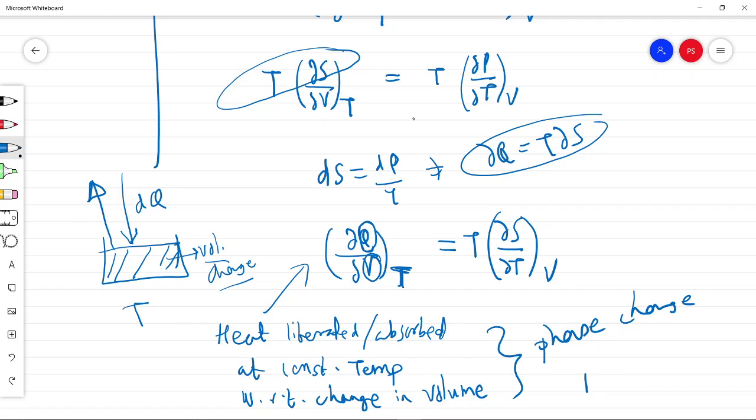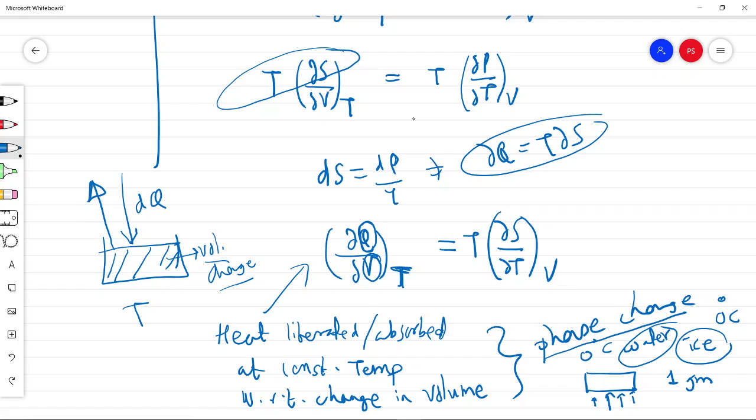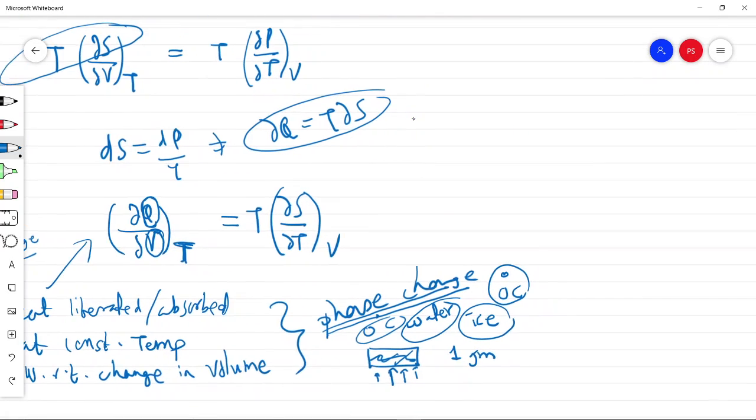That is, suppose we have 1 gram of ice. If we supply heat to it at a temperature, it gets converted into water. So ice at 0 degrees Celsius gets converted into water at 0 degrees Celsius. This is called a phase change. So the temperature remains the same, but the volume of this material changes. So this quantity ∂Q/∂V at constant T is nothing but the heat absorbed or liberated per unit change in volume at constant temperature, and it is related to a phase change process.